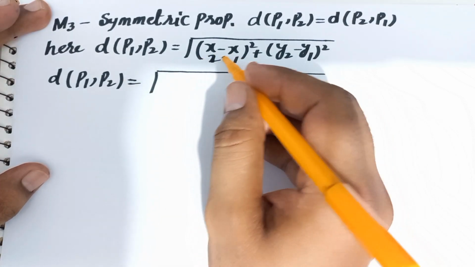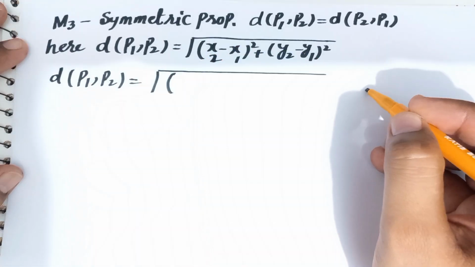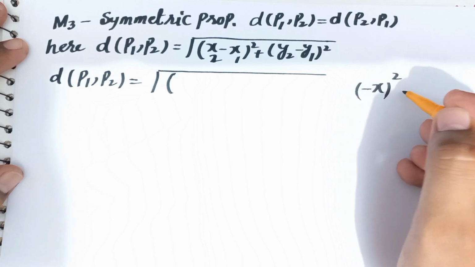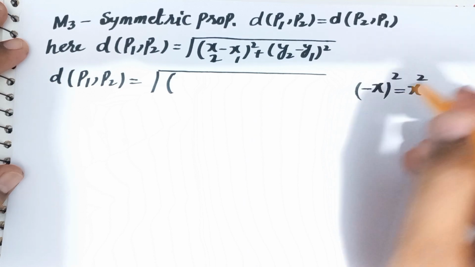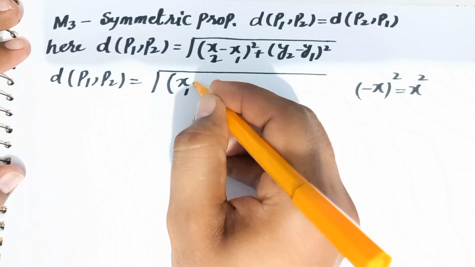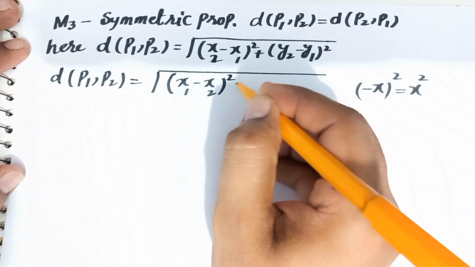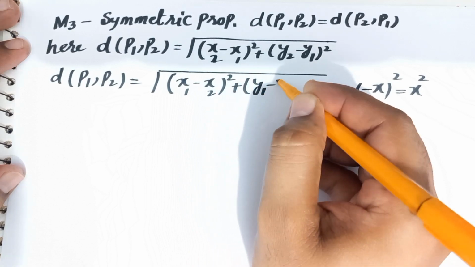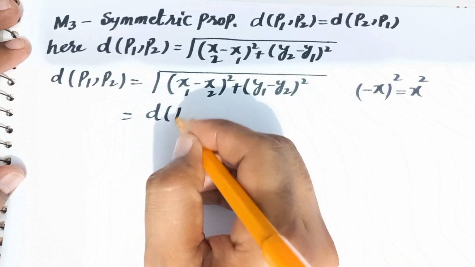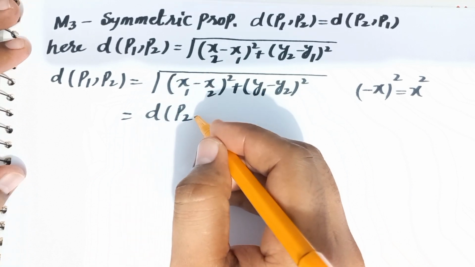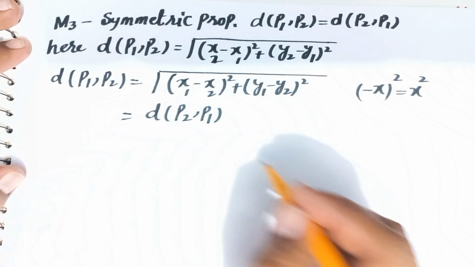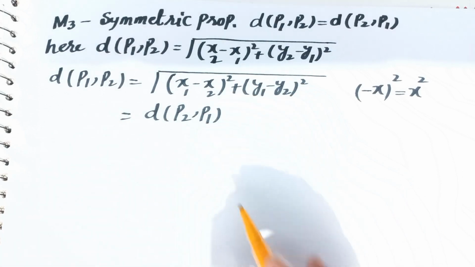By taking minus common from inside the brackets, as we know that the square of minus x is the same as x square. So by using this concept we can write it as (x1 minus x2) whole square plus (y1 minus y2) whole square, and this is the definition of D(P2, P1). The third axiom of symmetric property holds.